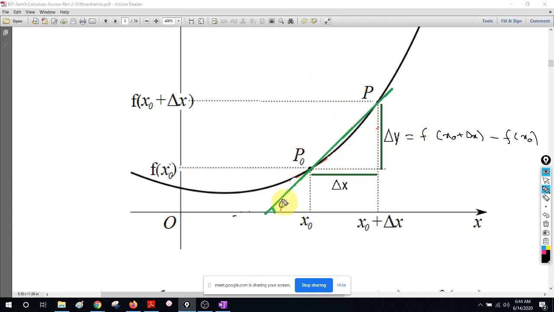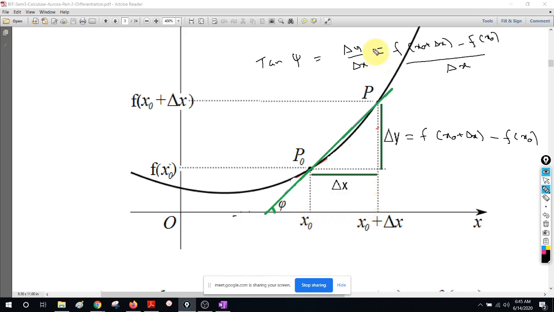So assume that this is psi or whatever, right? That tan ψ equals delta y divided by delta x, that is, f(x₀ + Δx) minus f(x₀), divided by Δx, because this portion is Δx.